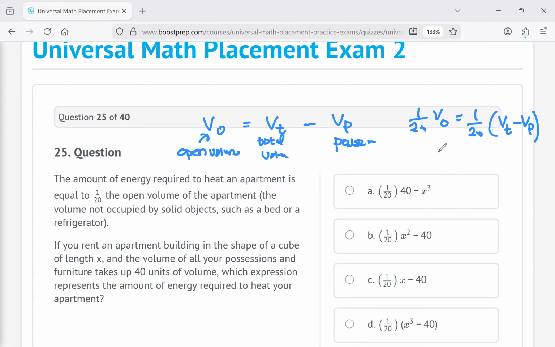So then we plug in our values. It's 1/20, and then we don't know what the total volume VT is, so I'm going to call it x. So it's going to be x cubed. This volume is x cubed, minus the volume of the possessions, which is 40 units, so it's going to be minus 40. So that's our answer, 1/20 times x cubed minus 40. That's letter D.